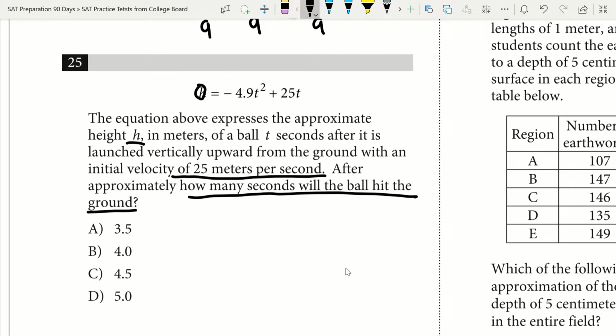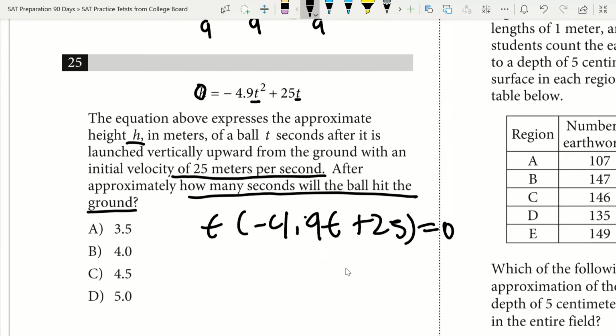Okay, so if we're solving for the zeros of this equation, immediately what I see I can do is factor t out. So I'll have t times negative 4.9 t plus 25, and that's got to equal 0. So t equals 0 is an option, but we know that that isn't an option because this ball is launched vertically, so it's going to have to be in the air for some amount of time. So we know that t equals 0 will not be our correct answer.